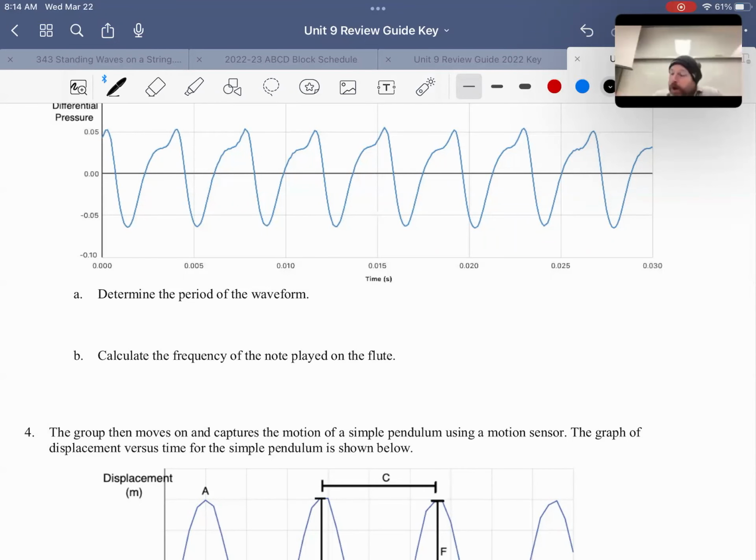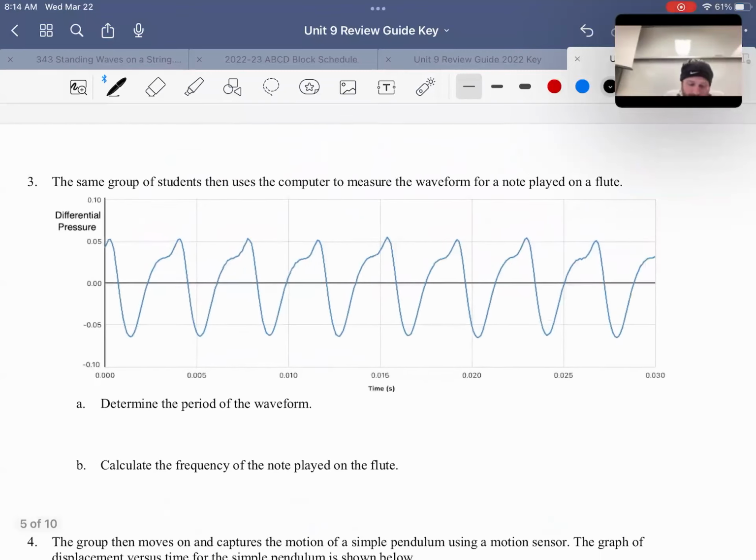All right, guys. So question number 3, page 3, question 3, and question 4. Question 3 is looking at the waveform made by a flute. We can see that it's not a perfect sine wave, so there's obviously a secondary kind of frequency or something happening in it, but that's okay. We can still see the pattern and we can still figure out things about this wave.